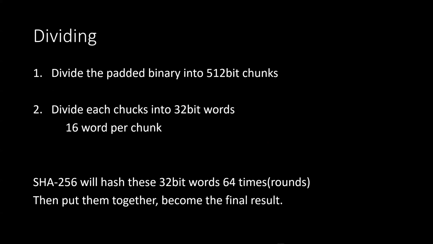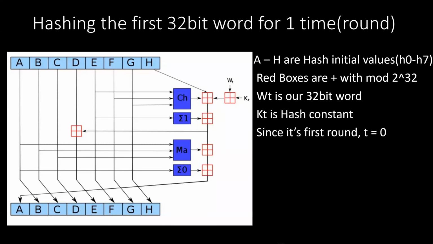So the next step will be dividing. We're going to divide the padded binary string into 512-bit chunks. And we're going to divide each chunk into 32-bit words, so 16 words per chunk. SHA-256 will hash these words 64 times and put all of them together, and that becomes the final result. For demo purposes, we're going to only show the hashing of the first word of the first chunk for only one round.